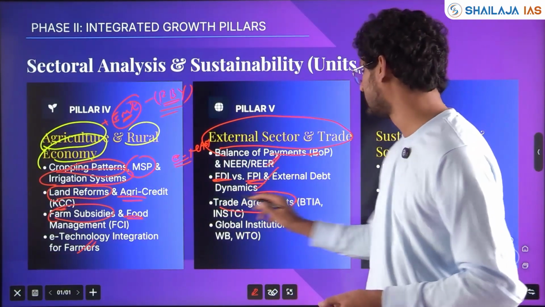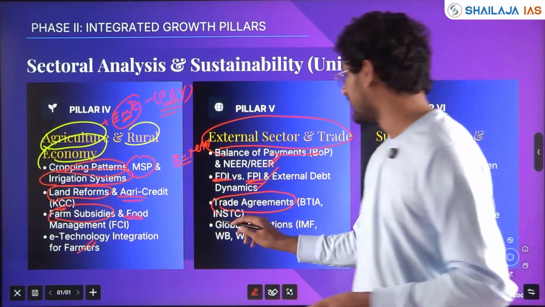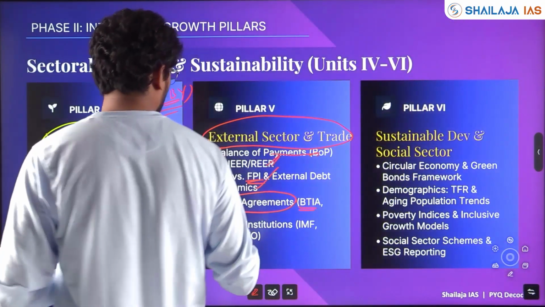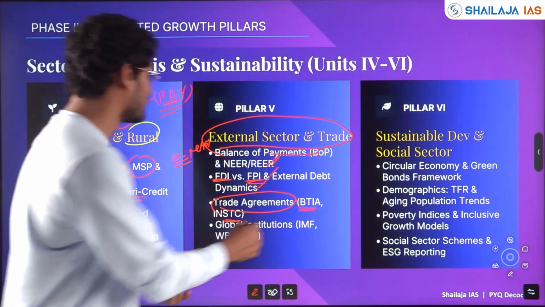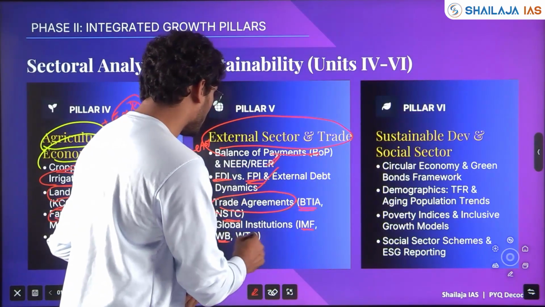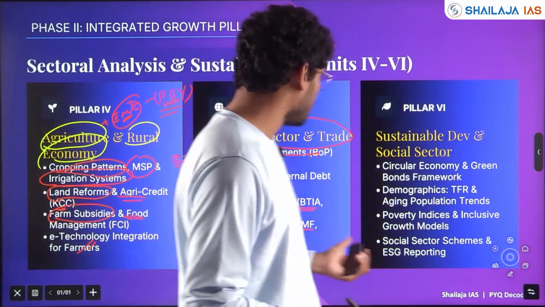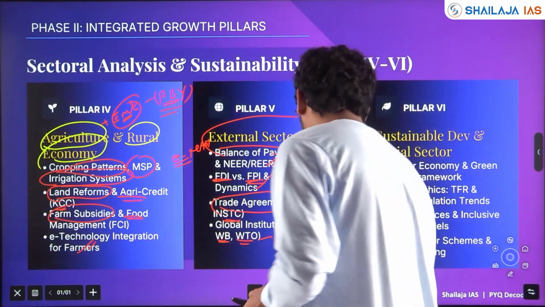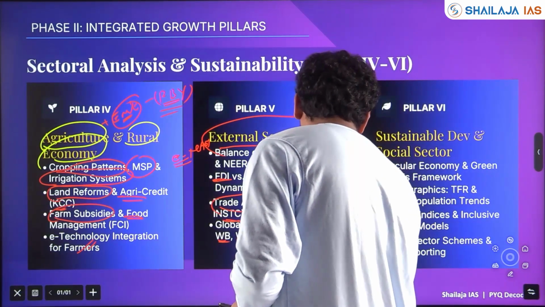Then you have trade agreements, INSTC, okay, BTIA, bilateral trade. All these are very important, and the global institutions, IMF, World Bank, WTO, all these are very important, and any instruments, recent instruments in news, also will be important.